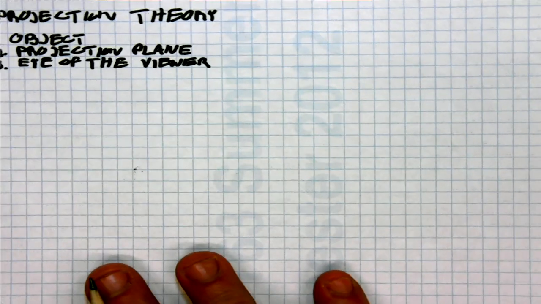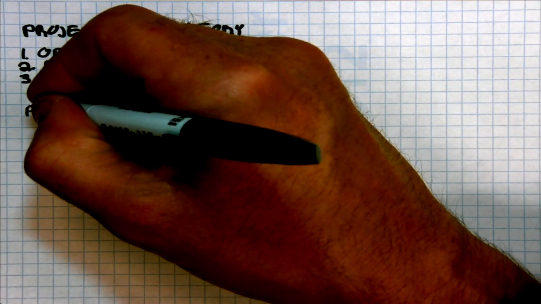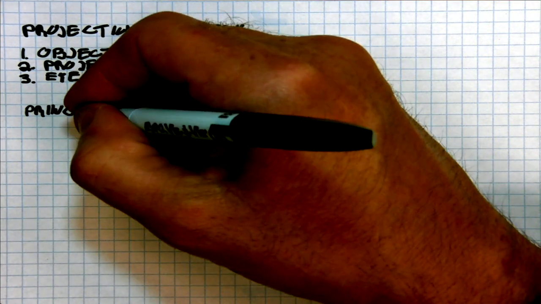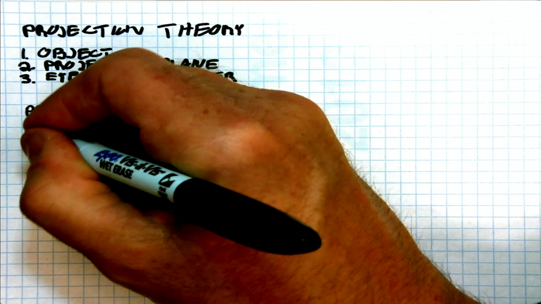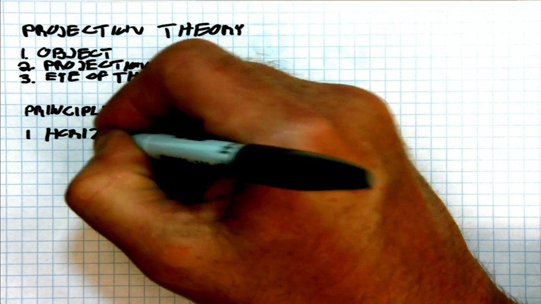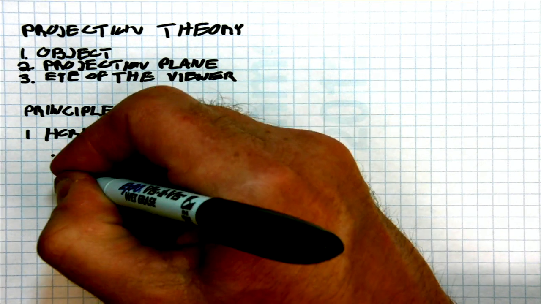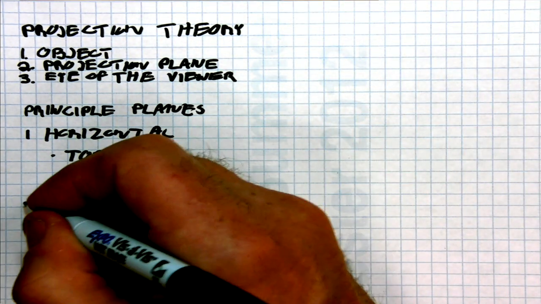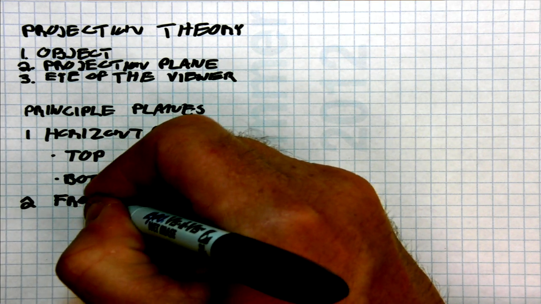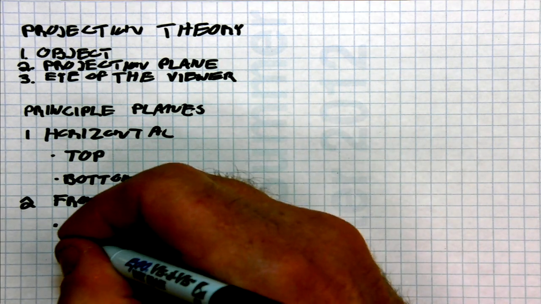Okay, now I'm going to flip back over here again, okay? So now we have then the object, the projection plane, the eye of the viewer, and you have three principal planes. One, horizontal. What views? Top and bottom. Two, frontal. Views, front and back.